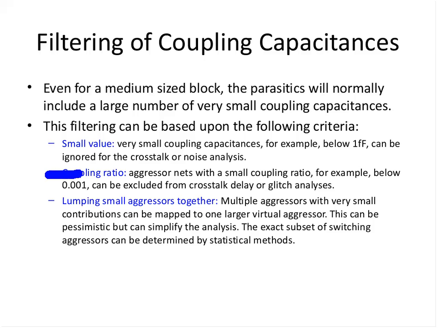Lumping small aggressors together: multiple aggressors with small contributions can be mapped to one large virtual aggressor. The first two were done at the coupling cap level. The third is done at the calculation level. That means if PrimeTime sees that there are a lot of small aggressors, it will make a virtual large aggressor, a lumped aggressor. The exact subset of switching aggressors can be determined by statistical methods. Let's not worry too much about the statistical methods now.